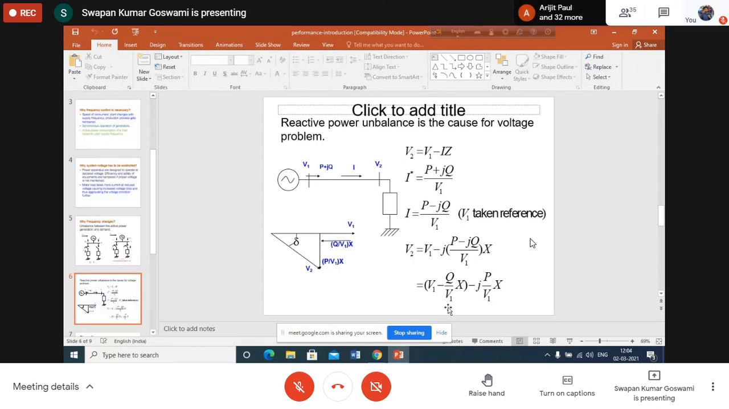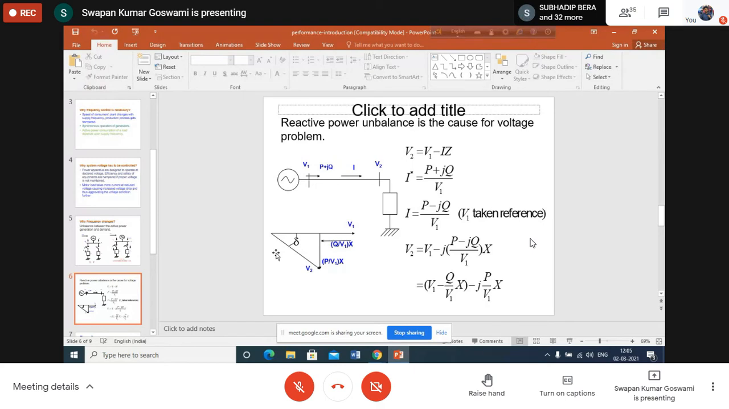Since P by V1 is not changing, this component remains more or less the same. That means delta variation will not be much here; rather, there will be variation in the magnitude component, because this component involving Q is directly opposing the V1 vector. So if reactive power is varied, basically the magnitude component will be varying. There will not be much variation in the phase component. Voltage variation is not due to phase angle. It is due to the magnitude variation only.